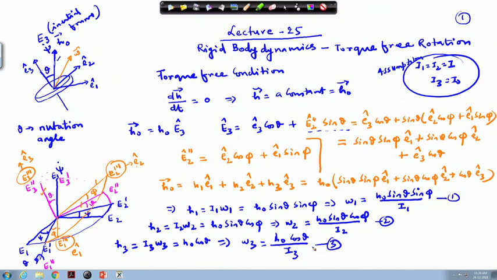So, you can see that omega 1, omega 2, omega 3 we can also express in terms of H 0 and Euler angles. Okay, and earlier we have done purely in terms of the Euler angles. So, the advantage of doing this, you will come to know as we proceed.